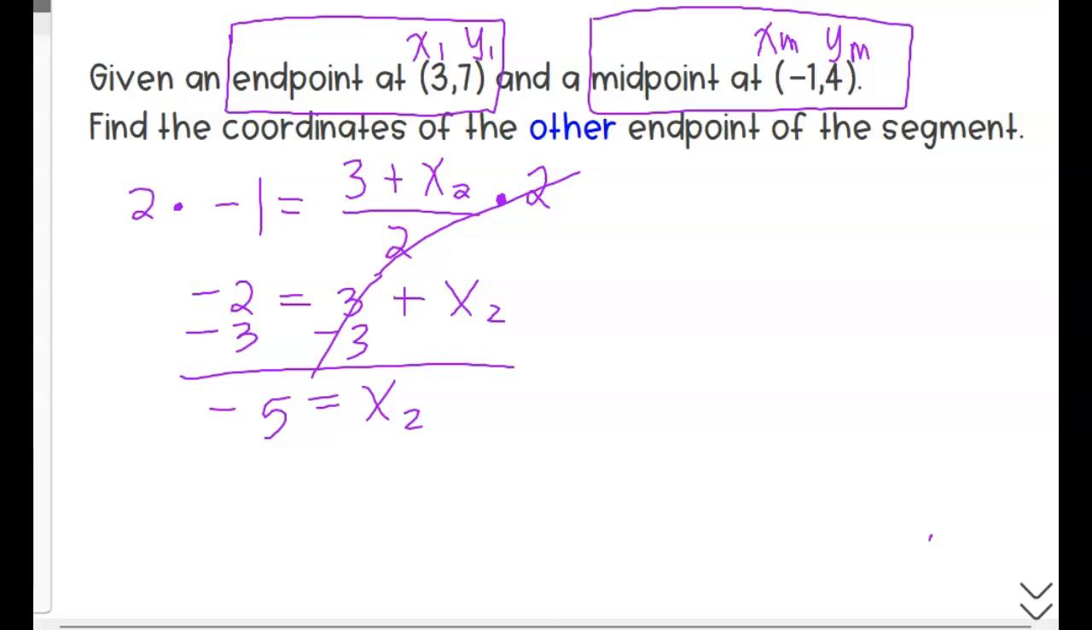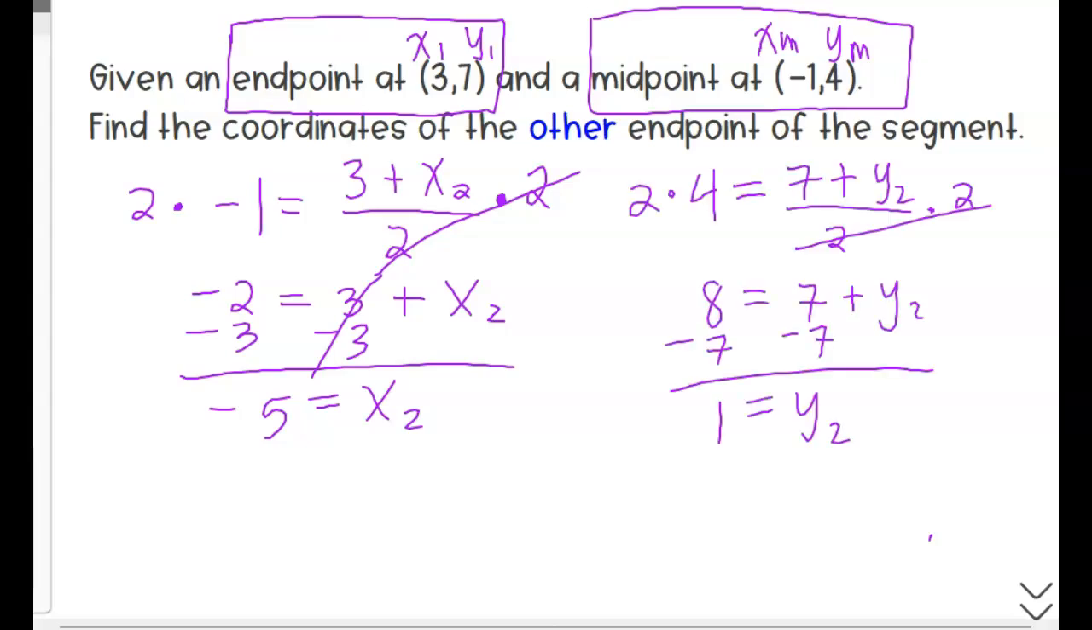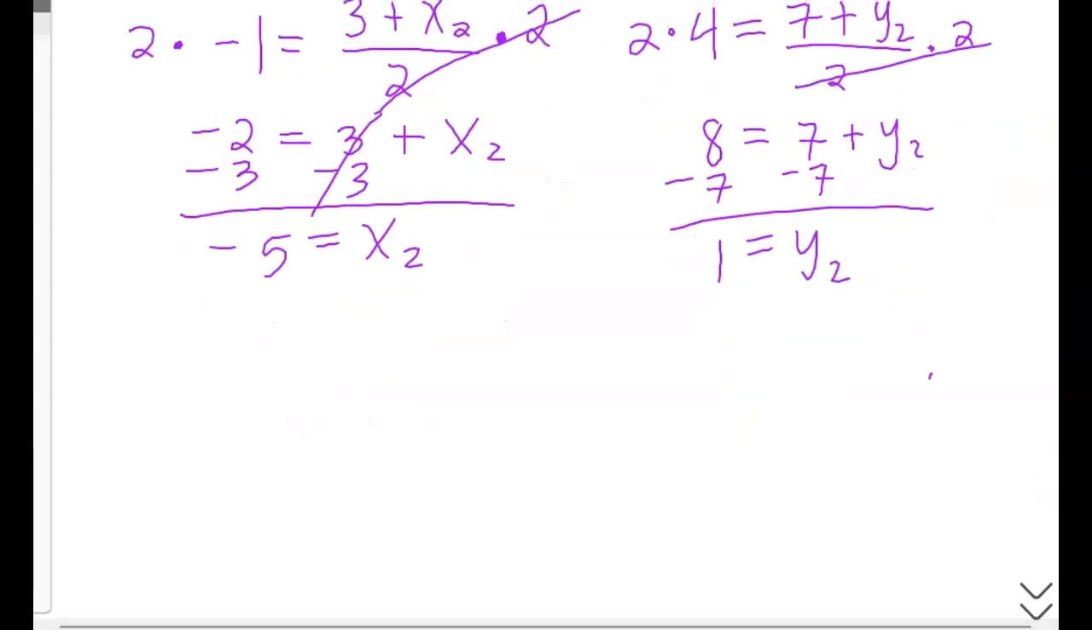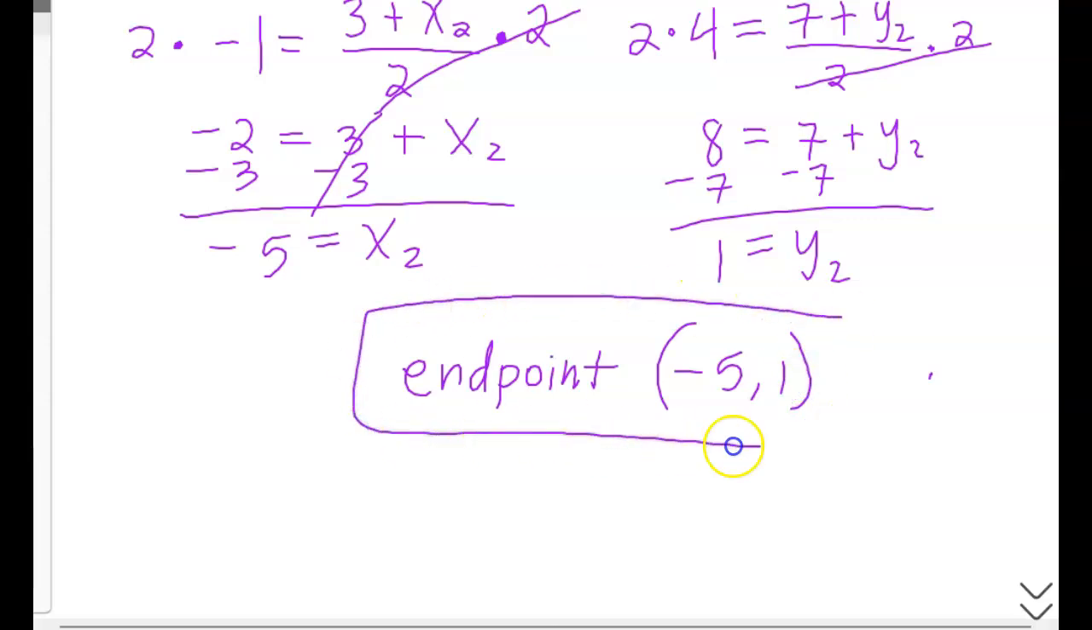Okay? Do you think you can find the y coordinate by yourself? Yes? Okay, I want you to try. I'll give you 1 minute. You have to put this together. So what is the coordinate of the other endpoint? Good. The other endpoint is located at -5, 1. Don't forget, this is the location, so we have to put it together, okay, as a coordinate. All right.